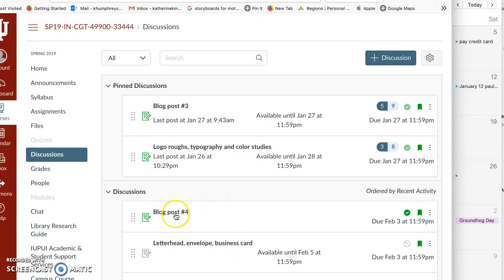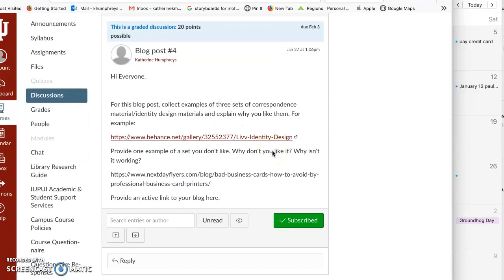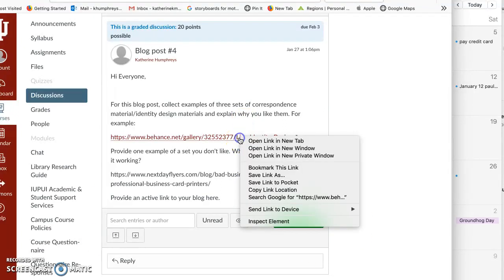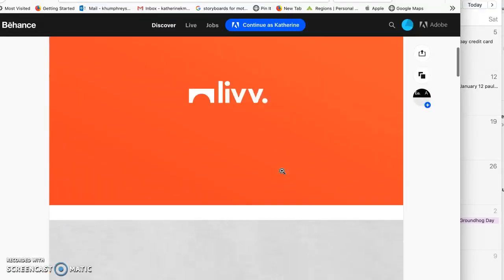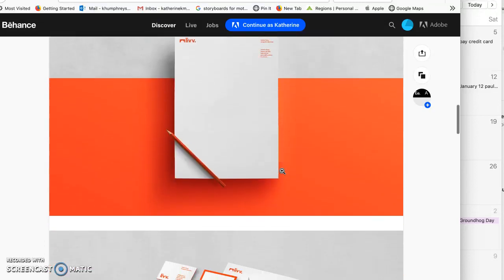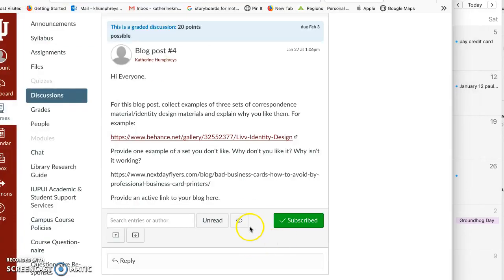The other part of this week's work is to find some examples of letterhead. Some that you like, some that you don't like. And by letterhead, I mean the whole correspondence kit, such as this one. I mean the letterhead, the envelope, the business card. Usually as designers, these are all presented together. You'll see a lot of them like this on Behance. Very inspiring. Beautiful work, a lot of it on here.